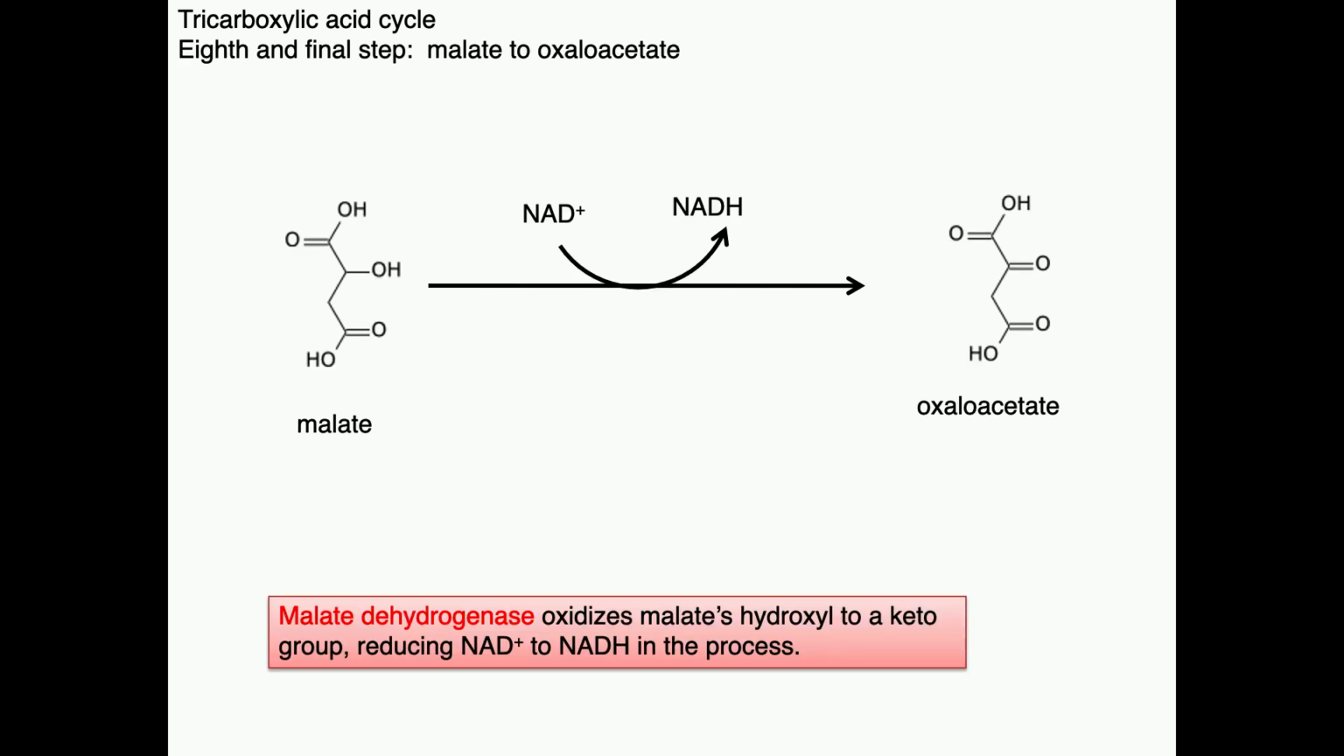Okay. The final enzyme is malate dehydrogenase, and malate dehydrogenase is going to convert this alcohol into a ketone and regenerate oxaloacetate. And as it's doing this, it's reducing an NAD+ to NADH. Okay, so now we're back at oxaloacetate, and citrate synthase could take another molecule of acetyl-CoA and join it and make more citrate.